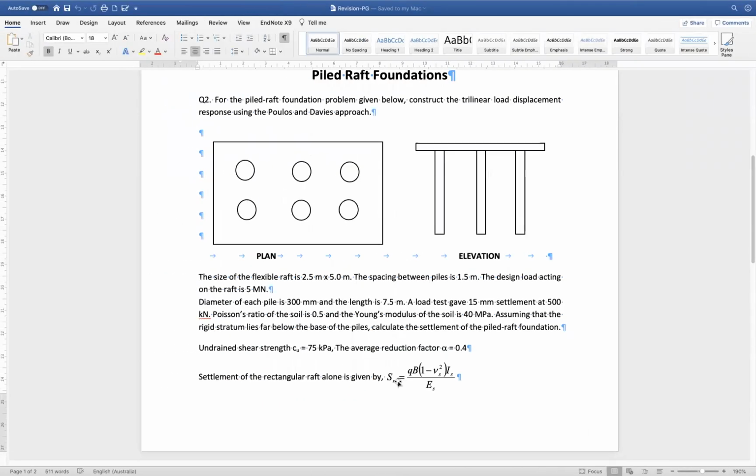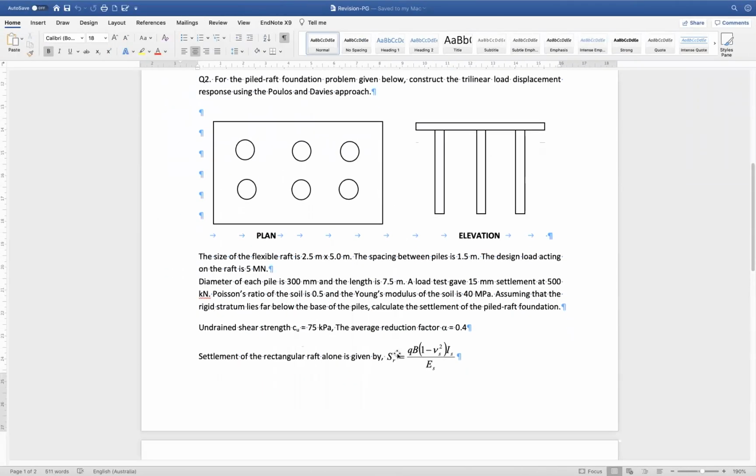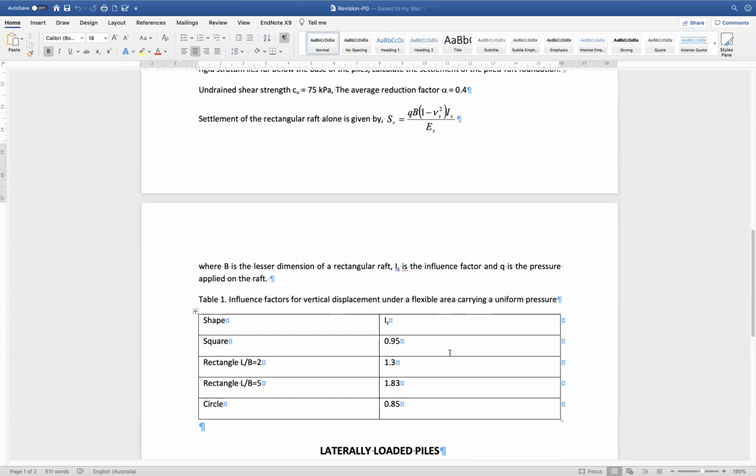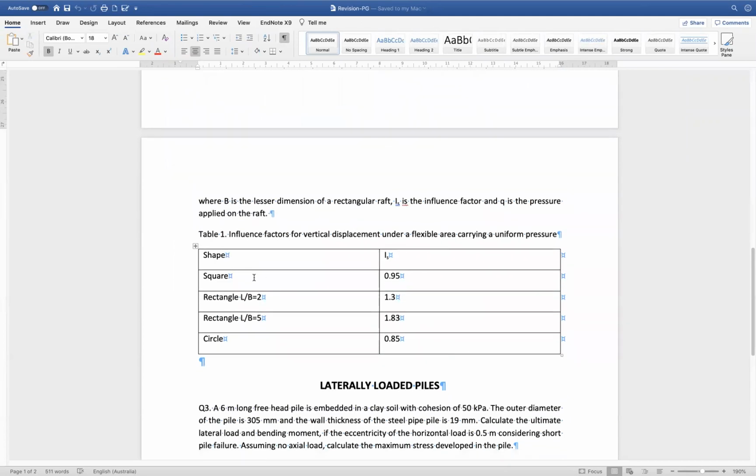We have already been given the equations. This is the settlement due to the raft alone, which is the working load on the raft itself, 3.44, multiplied by B. The B here is 2.5 meter. That's multiplied by 1 minus Poisson's ratio squared. Poisson's ratio is given as 0.5 here. And the influence factor IS, we can find it here depending on the area. Depending on the area, we can find the respective influence factor.